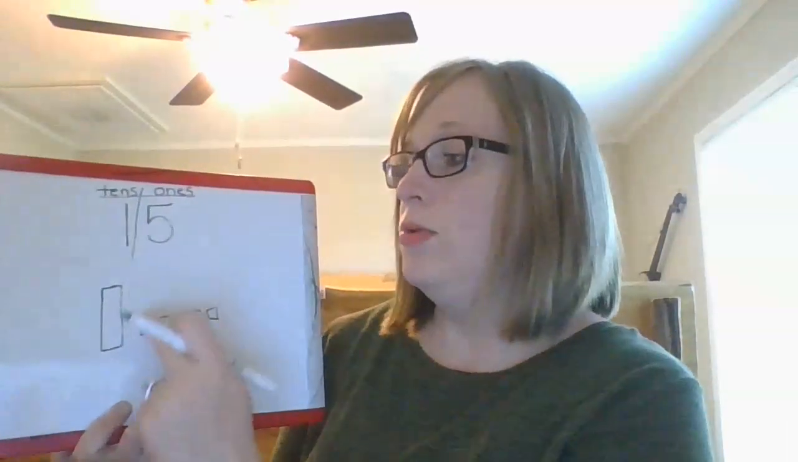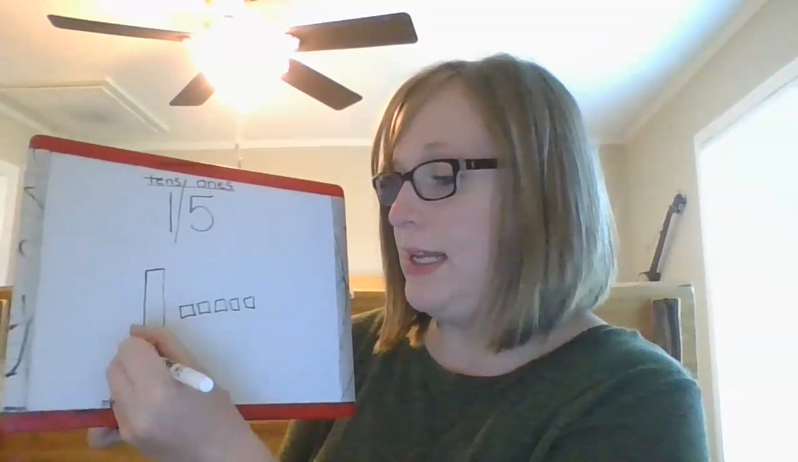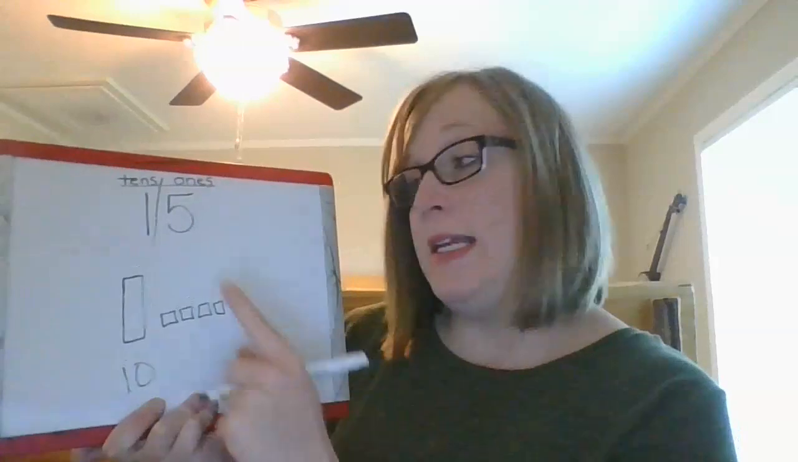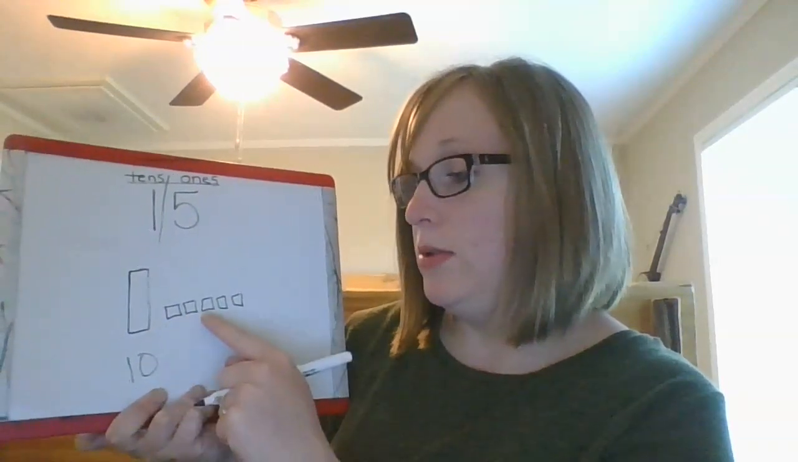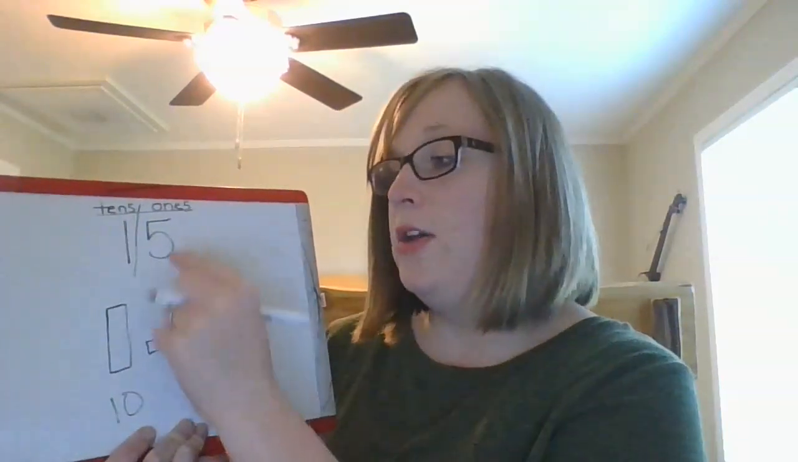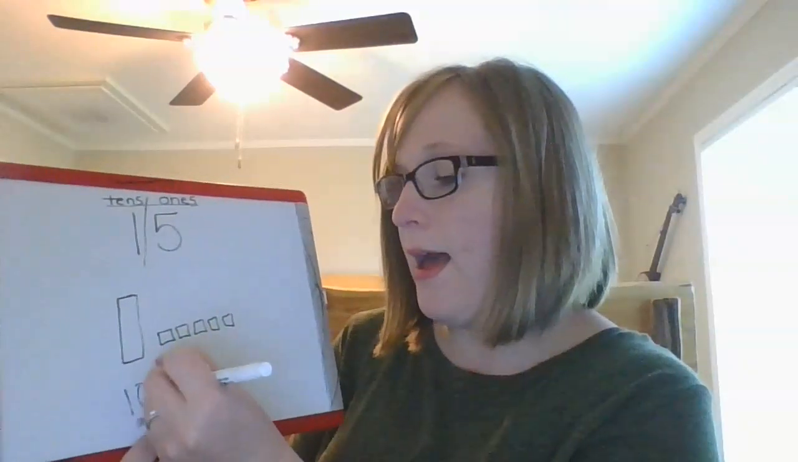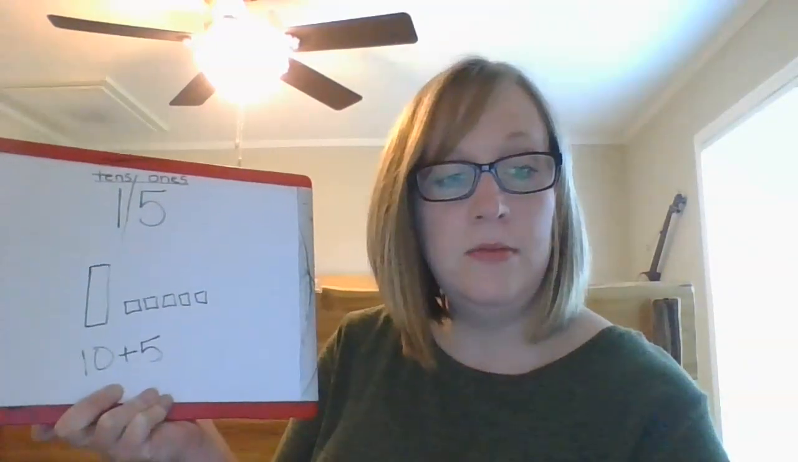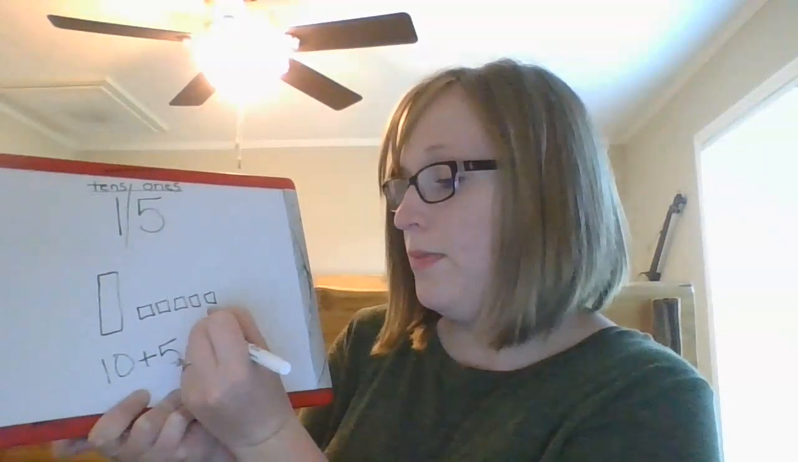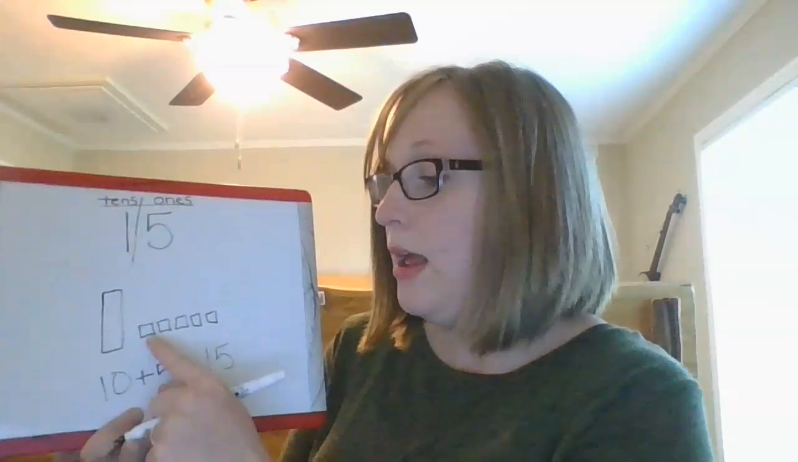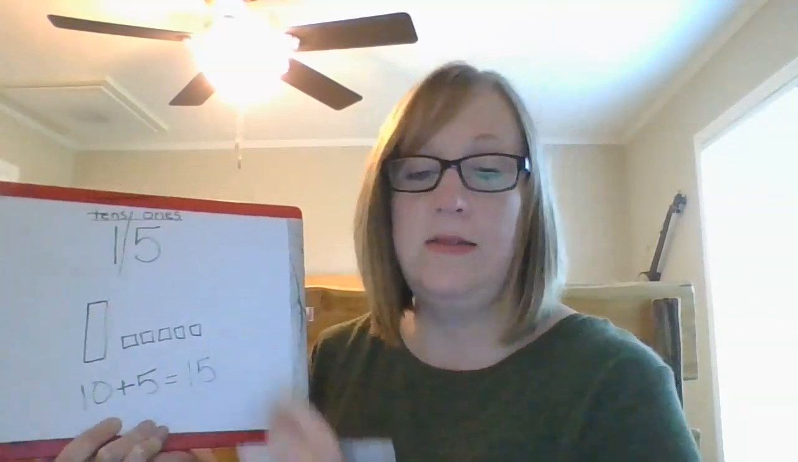So the value of that digit in the tens place is 10. In the number 15, I have 5 ones: 1, 2, 3, 4, 5. So the value of the number in the ones place is 5. So when I add 10 plus 5, that equals 15. We can count on: 10, 11, 12, 13, 14, 15.